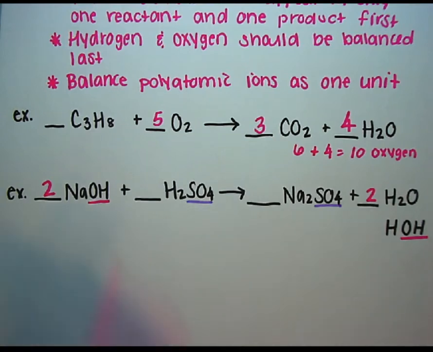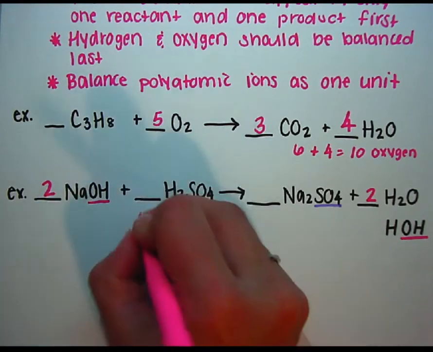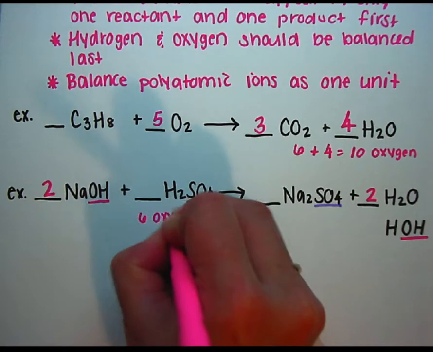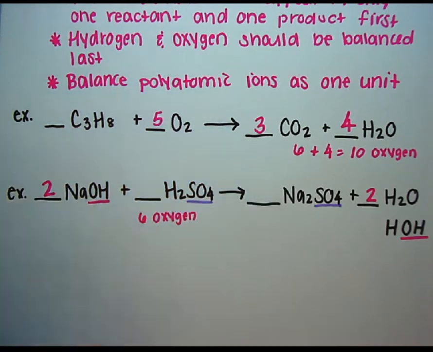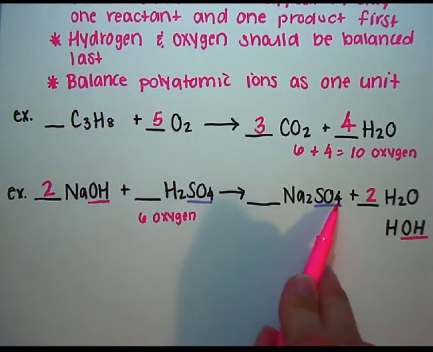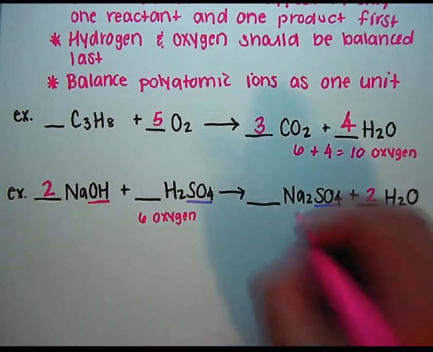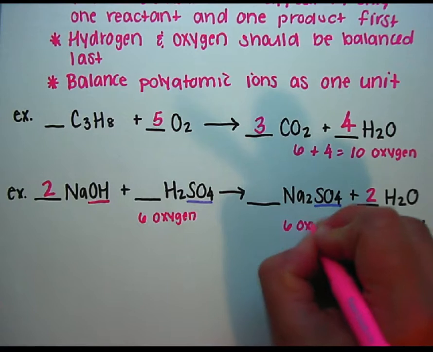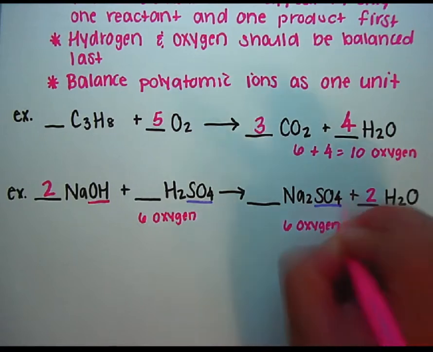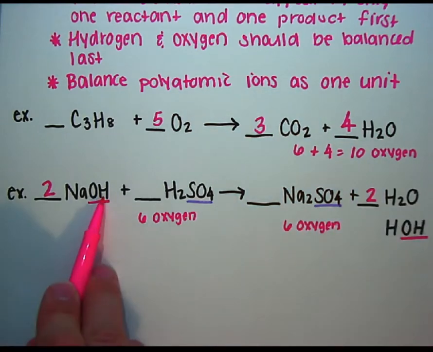Let's go through and do a quick check. 2 sodiums, 2 sodiums. Those are balanced. Let's count the total number of oxygens. Here I have 2, and here I have 4. So that gives me 6 oxygens on the left. Well, in sulfate, I have 4 oxygens, and here I have 2. 6 oxygens. That's balanced.